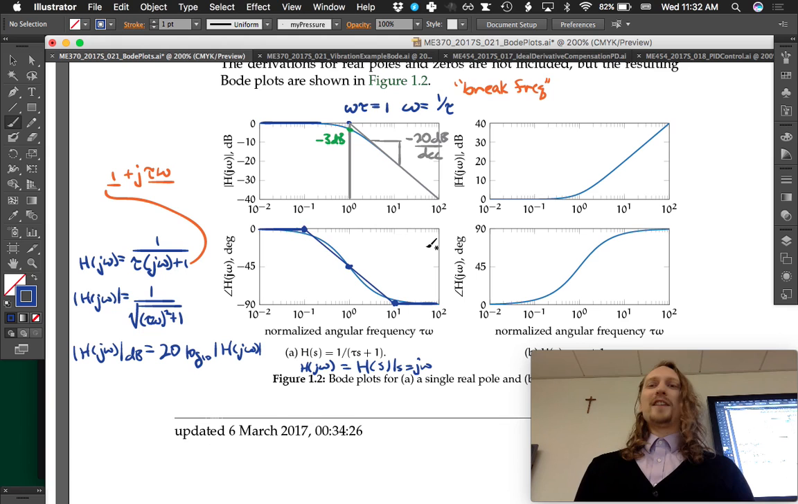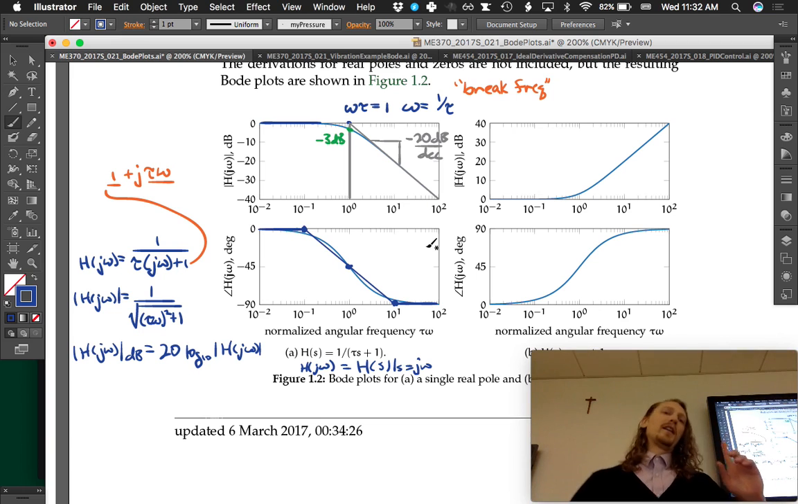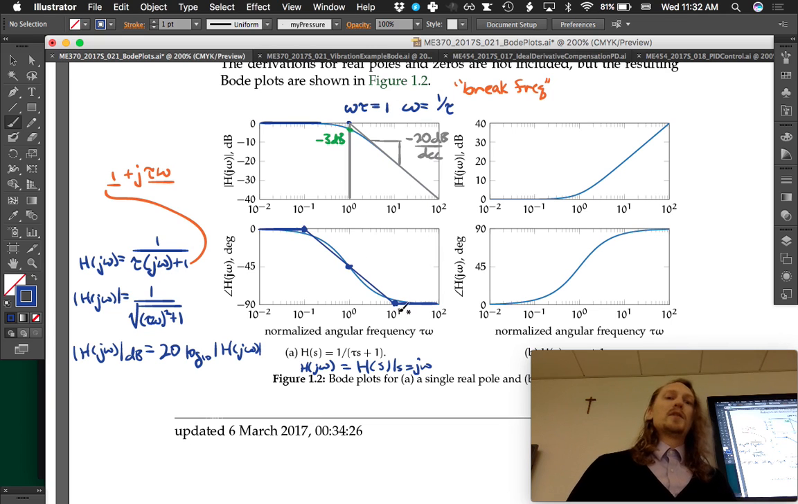Did that make sense? No? That was a little tough? Okay. So step 1, find the break frequency and put a dot at negative 45 degrees. Remember we found that the break frequency shows up at omega equals 1 over tau, where tau omega equals 1. So we find that and we put a dot at negative 45 degrees.